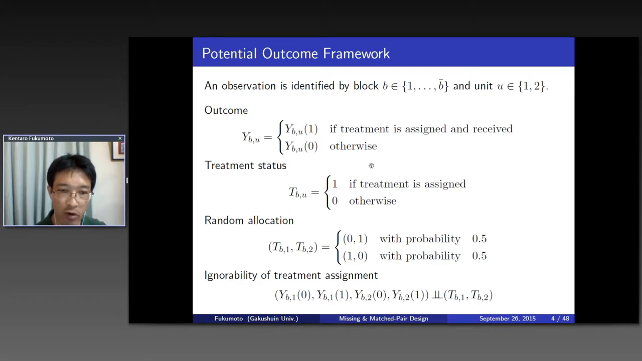And I assume random allocation. So one unit in the block is treated and the other is controlled, and the probability of each state is 1/2. I also assume ignorability of treatment assignment. So all four potential outcomes of the two units in the block are independent of the treatment status of the two units in the block.